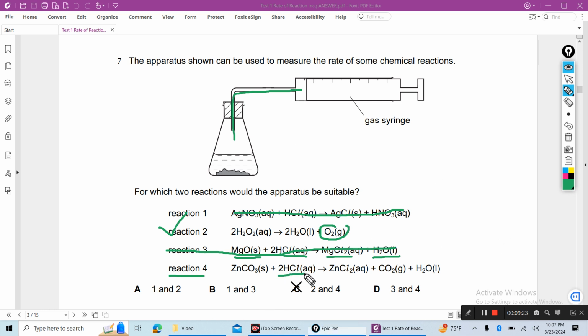Now reaction 4, zinc carbonate reacts with hydrochloric acid, zinc chloride, carbon dioxide. Yes, carbon dioxide gas is produced, so you can measure the volume of carbon dioxide by gas syringe apparatus. So 2 and 4, answer C is the correct answer. 2 and 4 is the correct answer.